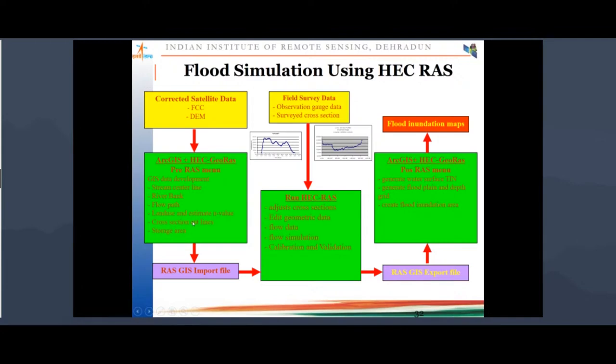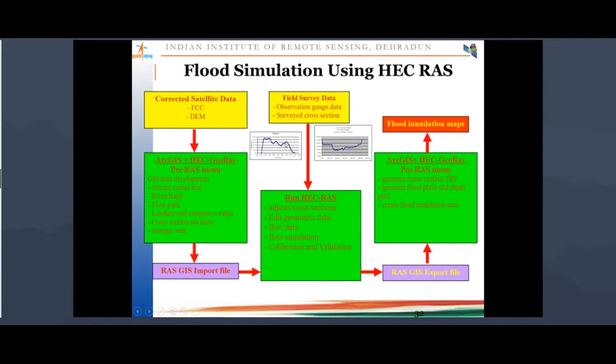So many of these things I get directly from remote sensing, many from field data, and many from the GIS layers which are already available. These files are all imported here in HEC-RAS. RAS stands for River Analysis System, by the Hydraulic Engineering Center. So basically in HEC-RAS we import these files, then adjust the cross section, edit geometric data, flow simulation, and calibration and validation take place.